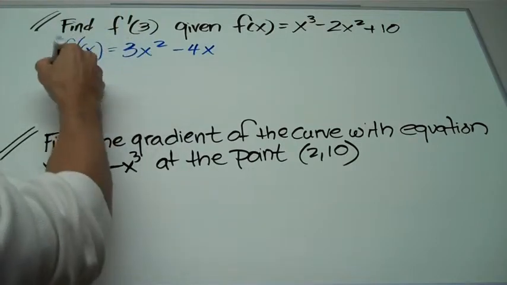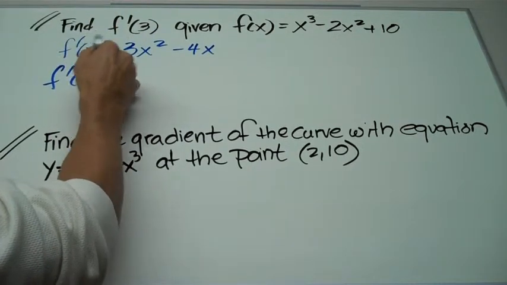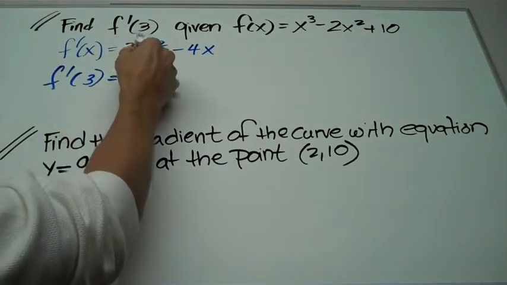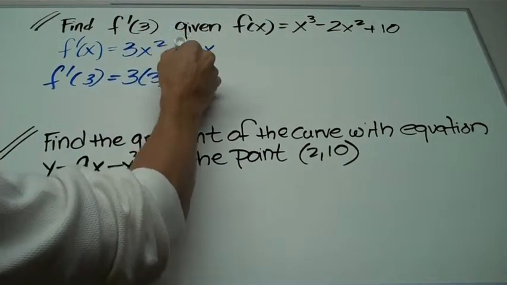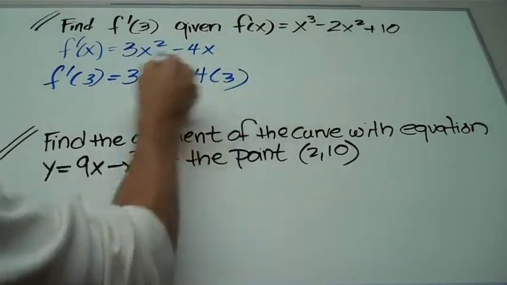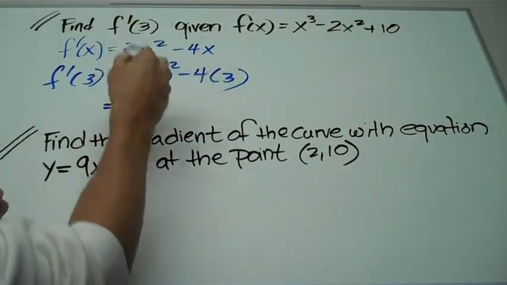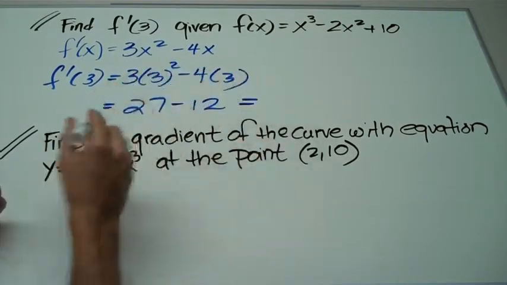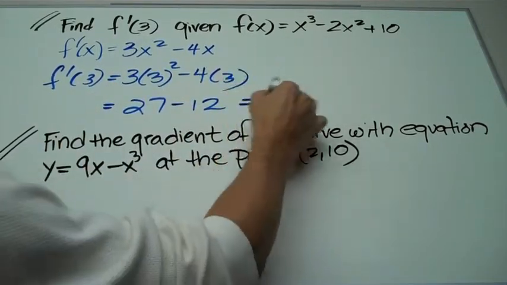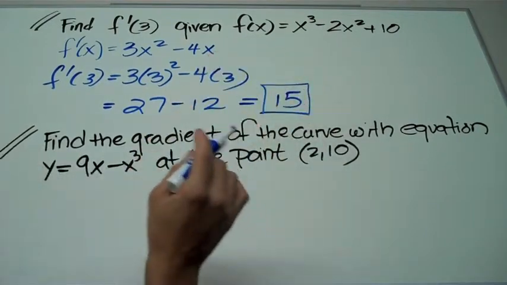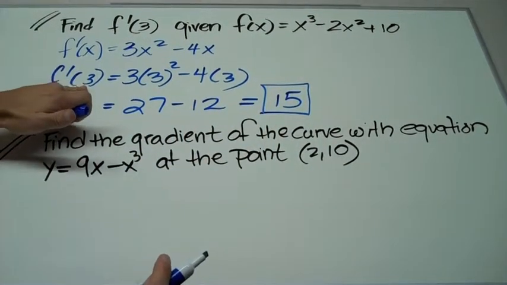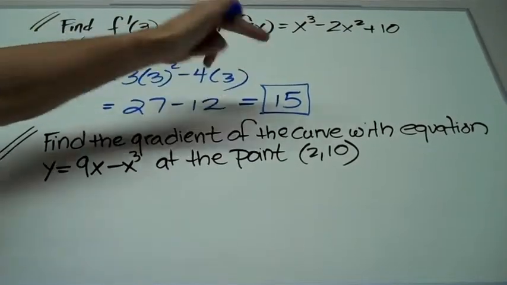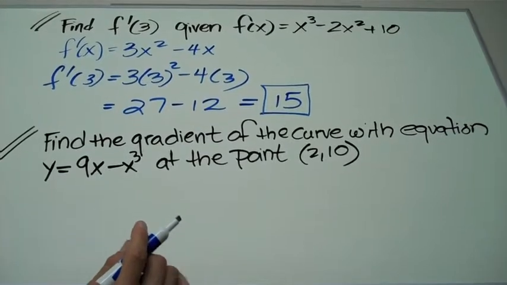We want to find f dash of 3. Well, first we find the general expression for f dash of x, and then we replace x with 3. So it would be 3 times 3 squared minus 4 times 3, which would give us 3 squared is 9 times 3 is 27 minus 12, which is equal to 15. So there's our answer right there. And that is the derivative at 3. That's the slope of the tangent of this curve at x is equal to 3.